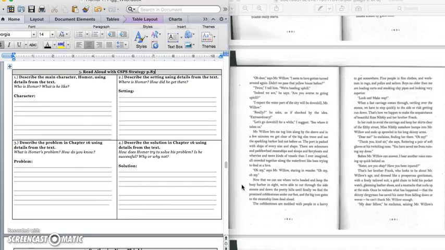Boys no older than me are loading carts and smoking clay pipes and looking very superior. "Look out! Make way!" When a fast carriage comes through, rattling over the stones, we have to step quickly to the side or risk getting run down. That's how we happened to make the acquaintance of beautiful Kate Nimbly and her brother Frank. In her rush to avoid the carriage and keep her skirts clear of the filthy street, Miss Nimbly somehow bumps into Mr. Willow and ends up sprawled in his long, skinny arms.